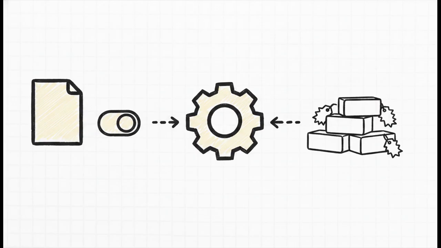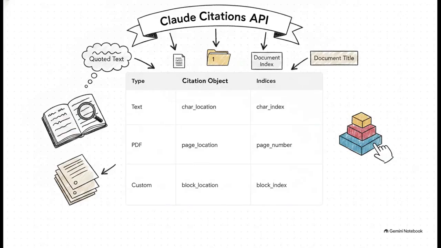It's literally just a single parameter. You just add citations: enabled: true to any document block you pass into the Messages API. That's the whole shebang. You don't have to write any crazy, complex prompt instructions. Claude automatically chunks the document internally and interleaves these neat, structured citation objects right throughout its response. Let's look at exactly what you get back.